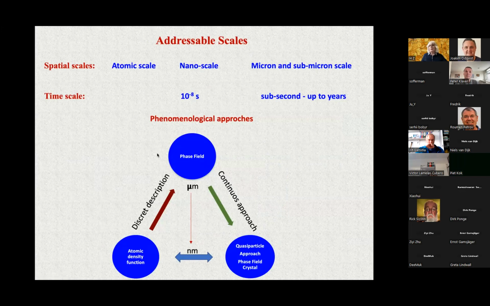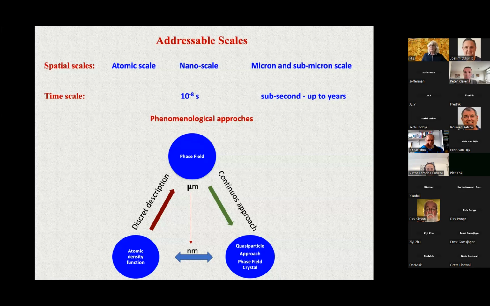In this case, we can go by two ways. We can go to the discrete description at atomic scale, in which we consider the discrete lattice positions and the positions of the atoms situated in the discrete positions of the lattice, or we can go to some continuous approach, and mostly I will discuss this approach, which we call phase field crystal modeling, or from our side, the quasi-particle approach. I will explain what is the difference.